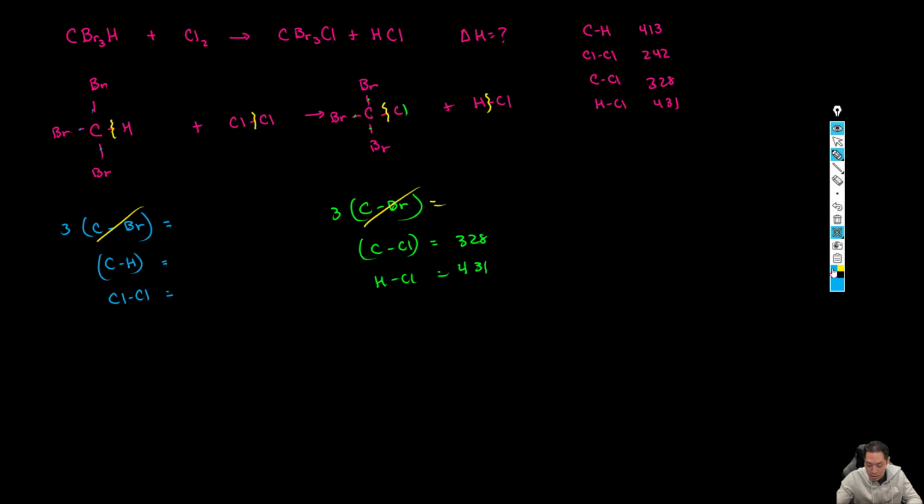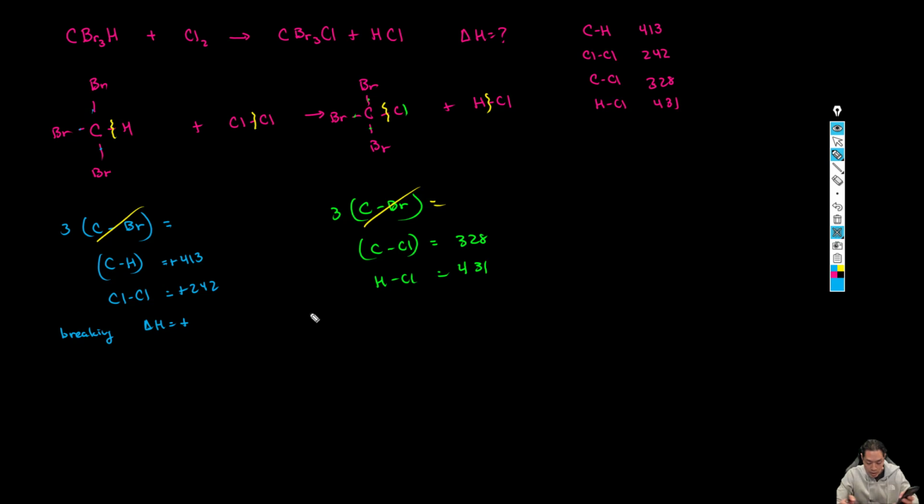Let me go back and fill these in. CH is 413. ClCl is 242. All right, let's add them up correctly. Here we're breaking bonds. If we're breaking bonds, the delta H is going to be positive, because to break bonds, we're going to input energy. So it's going to be positive 413, positive 242. So add those together.